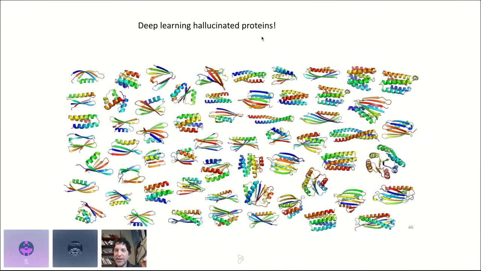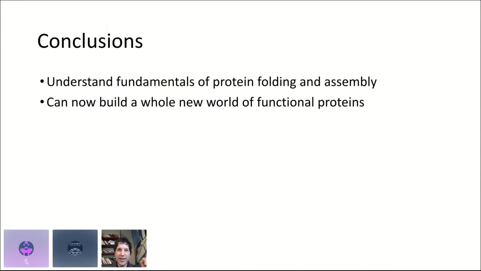Let me go to the conclusion of this part. I think I've shown you that we understand a lot about protein folding and assembly because we can design this whole new world of proteins. And it's a really exciting time because these things are starting to go into people as drugs. And I think de novo protein design is going to start having more impact on the world in the next few years.